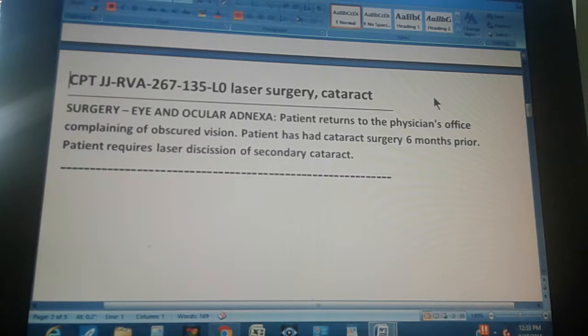All right, so I'm going to read the problem again. It's the surgery section of the CPT code, the eye and ocular adnexa. The patient returns to the physician's office complaining of obscured vision, probably because he has cataracts, right? The patient has had cataract surgery 6 months prior, but now the patient requires laser discission of secondary cataract, okay? So that's the procedure. Now we're going to count to 3, so you can pause the video and give us the CPT code for this procedure. 1, 2, 3.